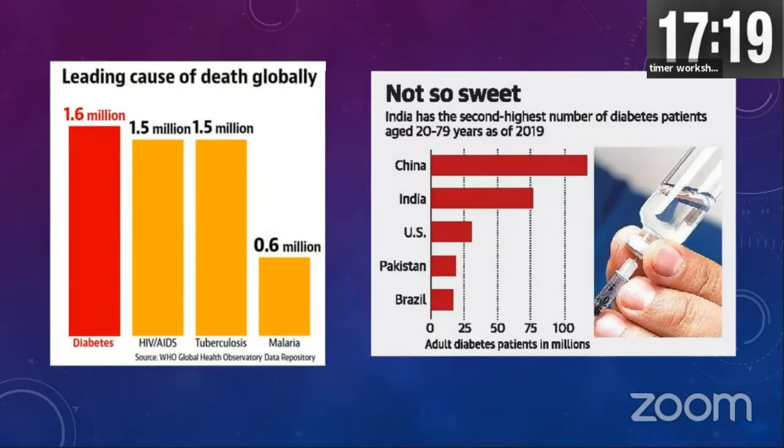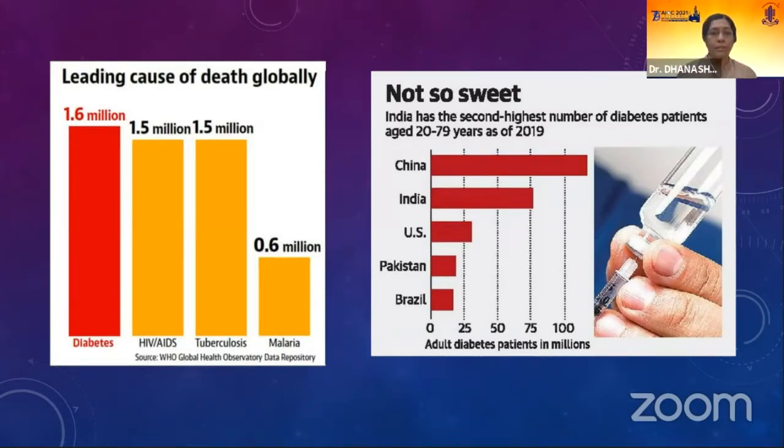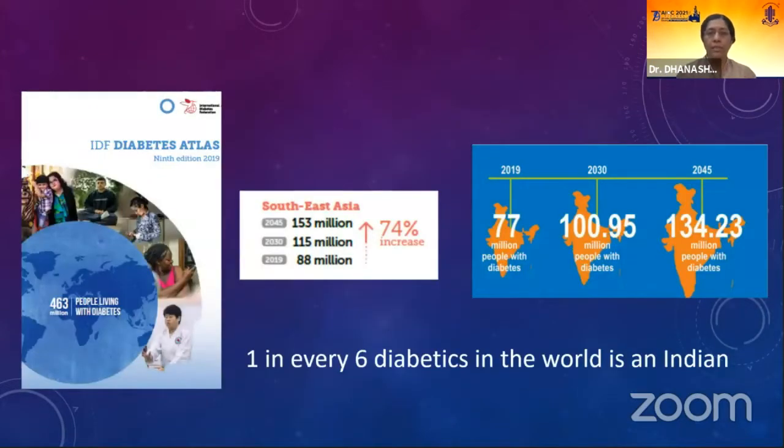Diabetes is a leading cause of death globally. Death by diabetes is much more than that by HIV or tuberculosis or other infectious diseases. India has the dubious distinction of having the second highest number of diabetic patients. According to the statistics published by the International Diabetes Federation Diabetes Atlas in 2019, there are about 463 million patients with diabetes living in the world. Out of these, 88 million are in Southeast Asia, and among these, 77 million are in India alone. So you can imagine the number of diabetics in India.